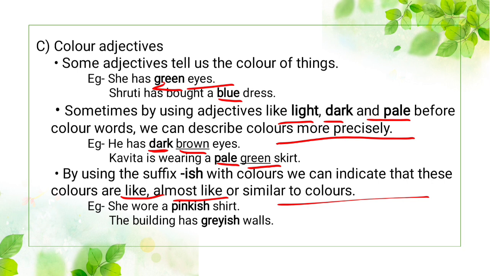Next example is the building has grayish wall. Here we can see that the building has grayish color wall, that means that it has a similar color to gray.